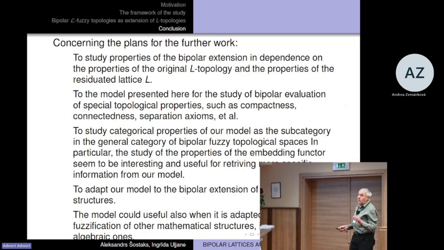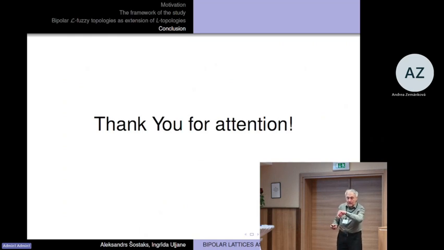Categorical properties, because we now have a category of L-topological spaces and bipolar fuzzy topological spaces, and a categorical relation between them, to develop to L-uniform. And of course, some other questions can be asked, but time is always going, and so thank you.